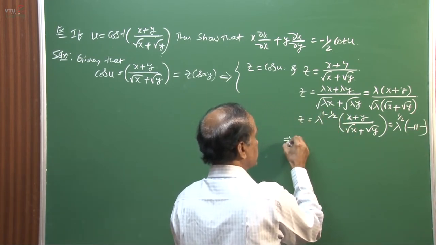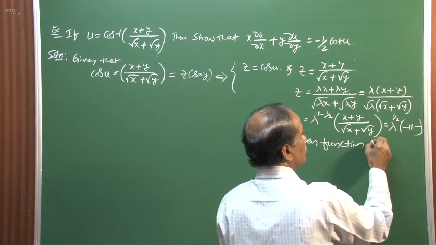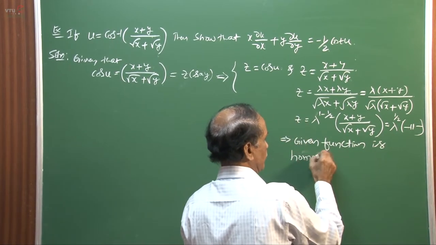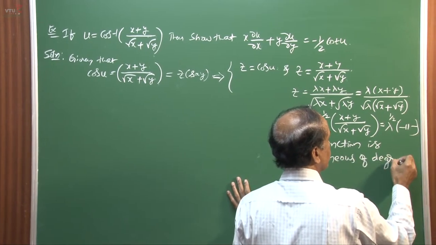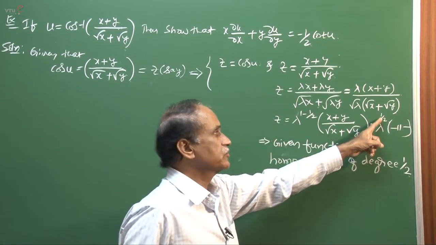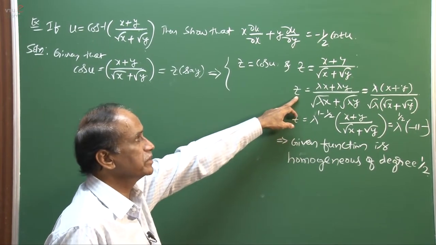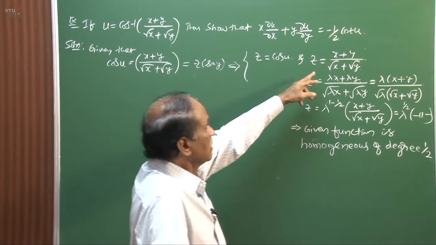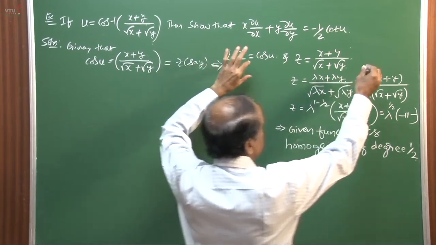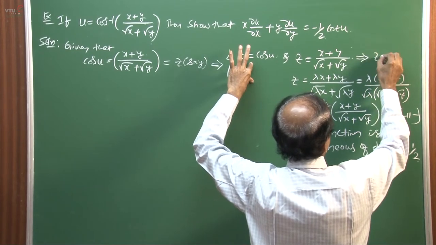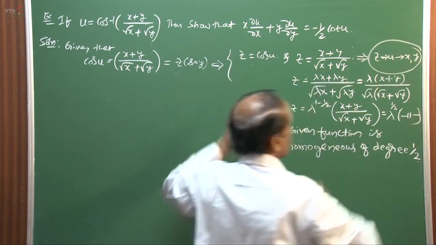Therefore, this implies the given function is homogeneous of degree 1 by 2. So whatever value comes, you must write it. If that is the case, then we have taken a new symbol z as the dependent variable and x and y as independent variables, and z will be connected to u. So your symbolic representation is: z is connected to u, u is connected to x, y. This is your symbolic form.